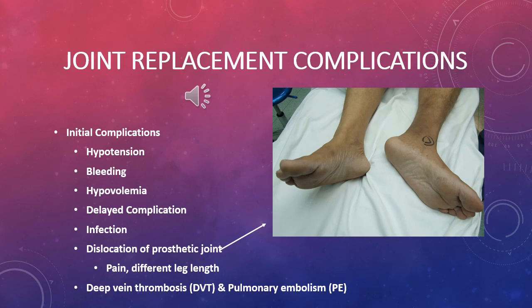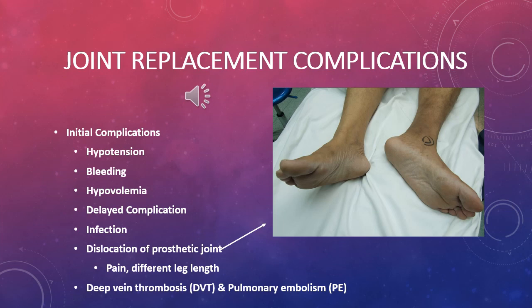So, of course, there are complications related to joint replacement, like everything else. The initial complications that can happen will be either intraoperatively or immediately post-op, and they include hypotension, bleeding, and hypovolemia, and these are all due to excessive blood loss. The other complications that can happen after the client is stabilized can include infection, either infection from the wound or infection of the bone, which is osteomyelitis. Using aseptic technique and proper hand hygiene is imperative to prevent infection.